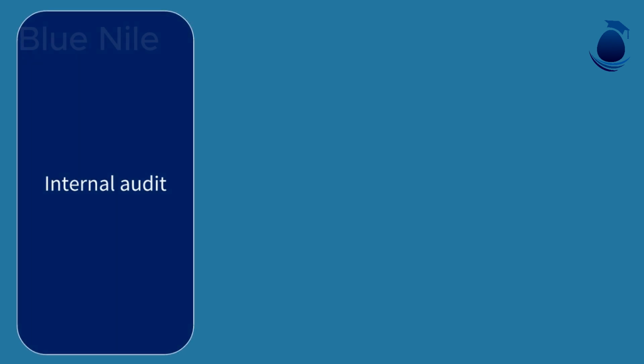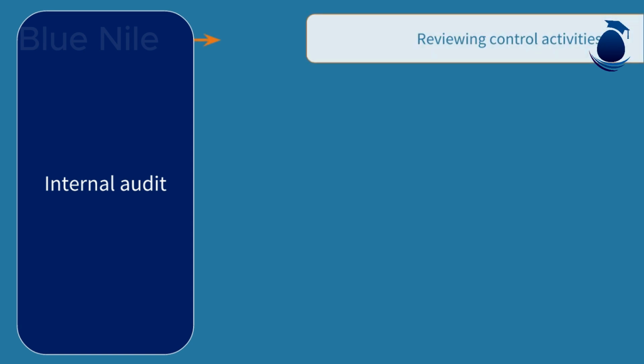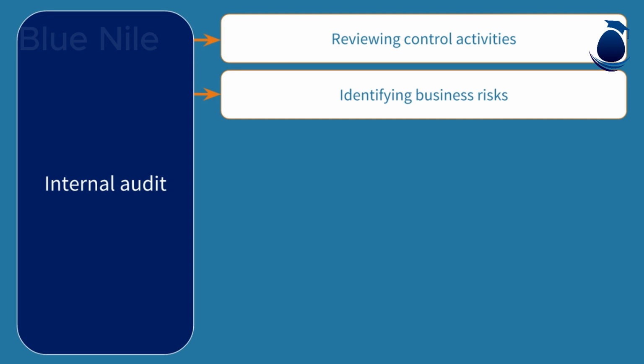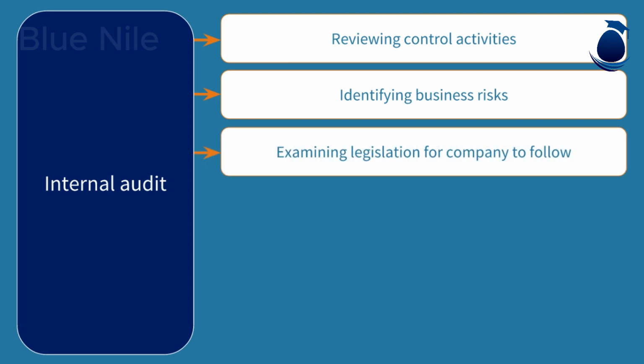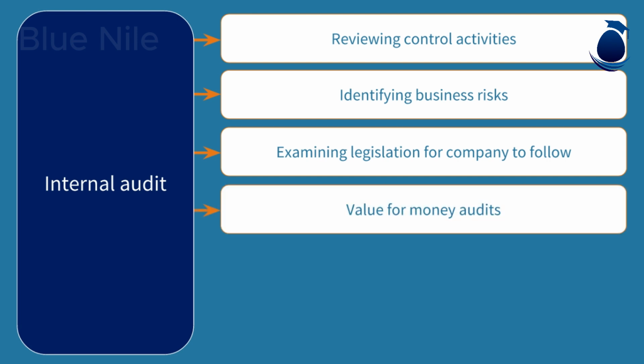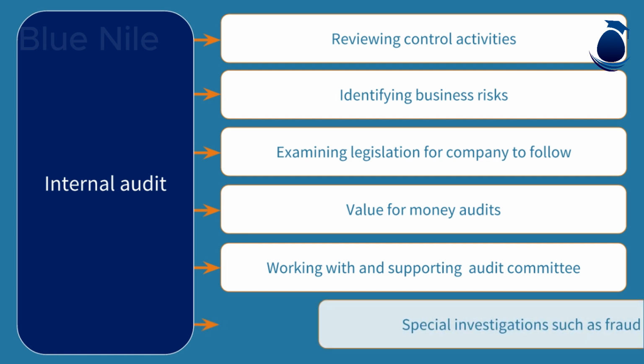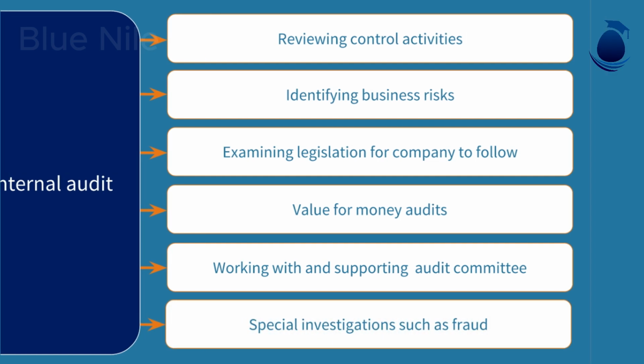An internal audit department would be working for the management of Sunflower Stores. They can have a varied role, and it's worth remembering some of the typical duties to then think about Sunflower's considerations. These include the following: reviewing control activities, identifying business risks for the company, examining legislation that the company should follow, value for money audits, working with and supporting the audit committee, and special investigations such as fraud.